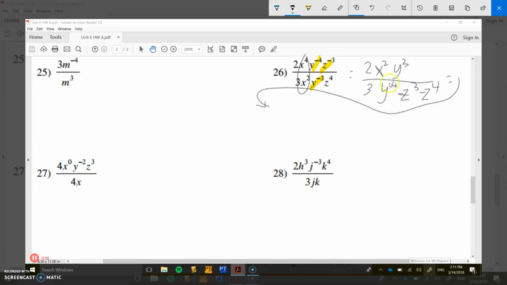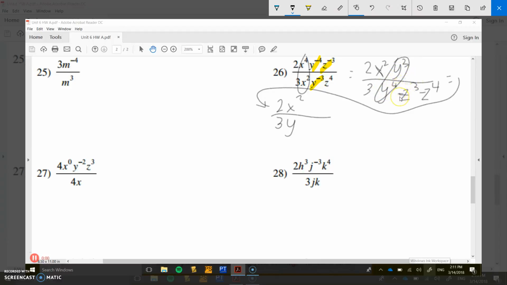2 and 3 still don't divide, so they've got to be listed there. Then we have this x squared, and there are no other x bases, so there's nothing else to do, so it has to stay. Then we have these y's. This is a quotient rule because it's y cubed divided by y to the 4th. Quotient rule, subtract the exponents because cross out, cross out, cross out. 1 y left over on the bottom. So put that down there.